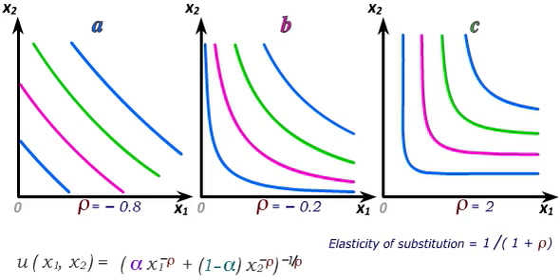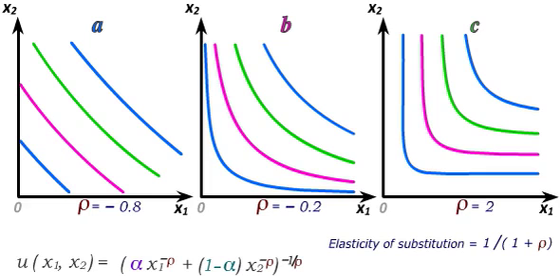As rho approaches -1, we get indifference maps that approach those of perfect substitutes. As rho approaches positive infinity, we get indifference maps that approach those for perfect complements. And as rho approaches 0, we get Cobb-Douglas indifference maps.